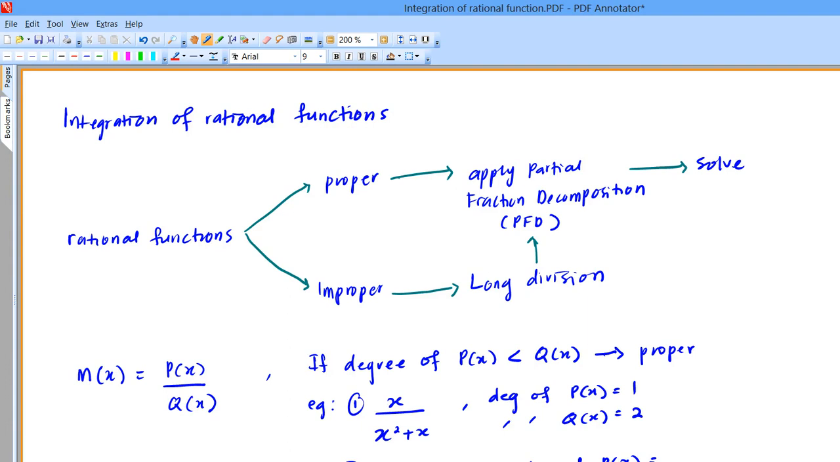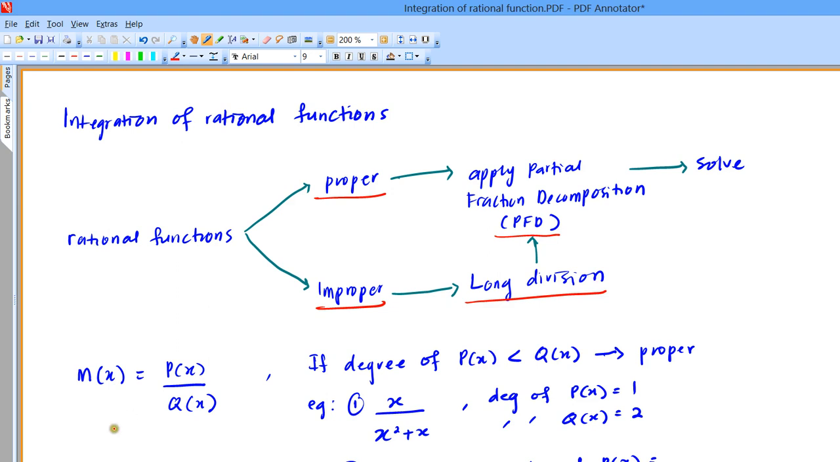If we have a rational function, it can be proper or improper. To apply integration of rational function, we will use partial fraction decomposition (PFD). Before we apply PFD, our rational function needs to be proper, and then we can solve. But if we have an improper rational function, we need to apply long division, and then we can apply PFD and solve.